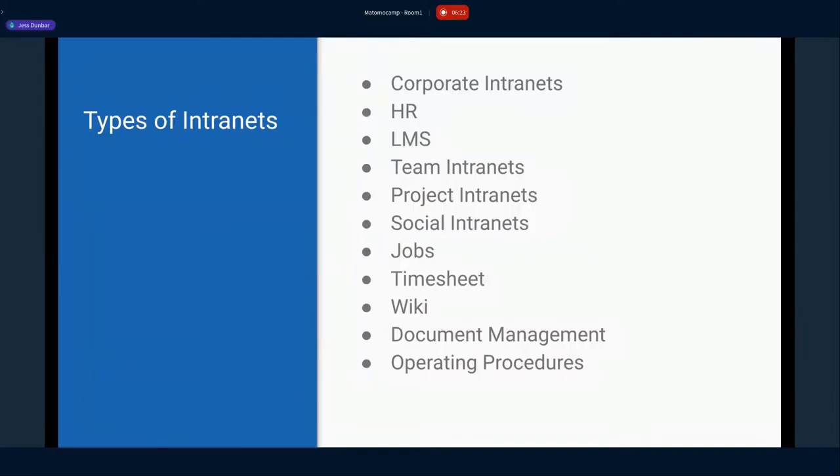So I figured I'd talk a little bit about the different types of intranets. Now, there's a lot of different ones. Corporate news, there's learning management systems, social intranets, project management systems are definitely a type of intranet, document management, operating procedures, timesheets, and jobs. Those are all different types of intranets.